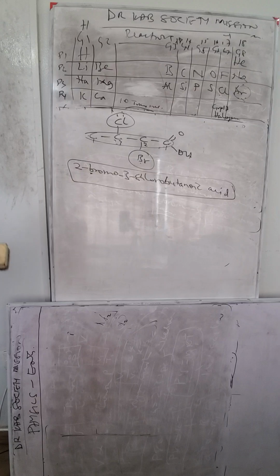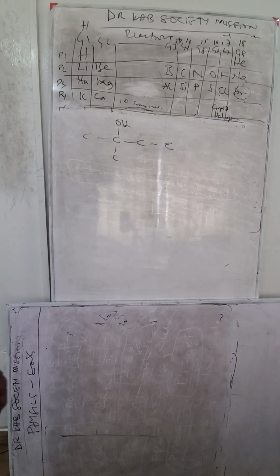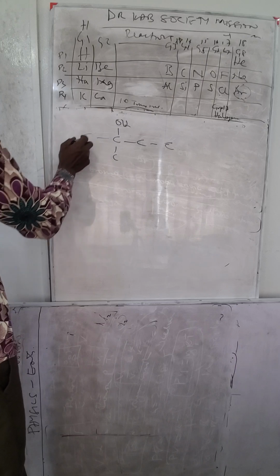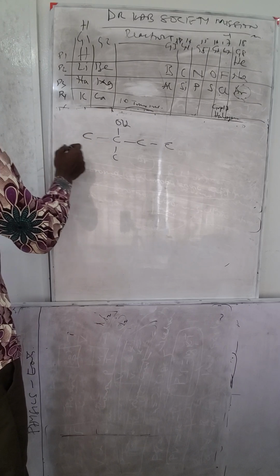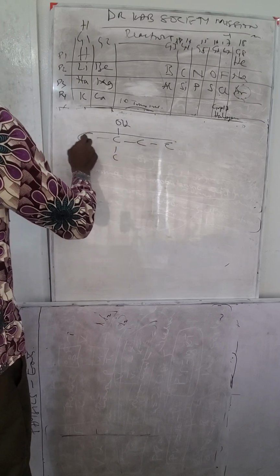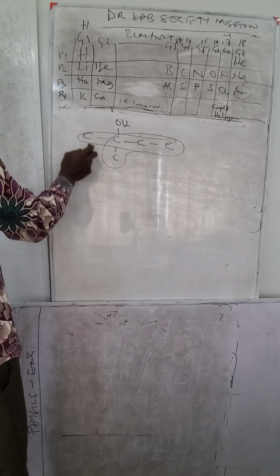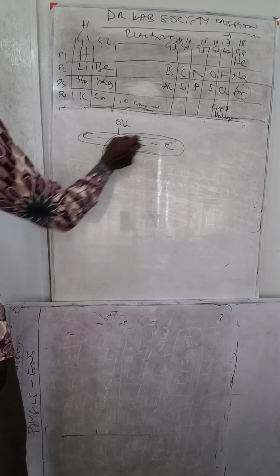So let's look at the next example. So that's the final answer. Let's go to the next example. Let's see this one. So here, the longest chain with the functional group, okay? So this can be the longest chain. Somebody will also say this is the longest chain. It's the same thing, whichever way you go. So this is the longest chain.